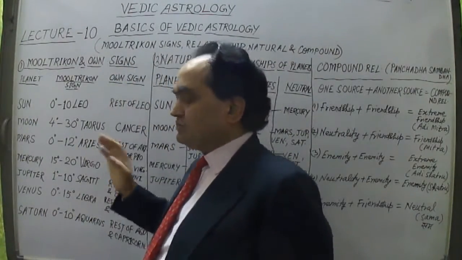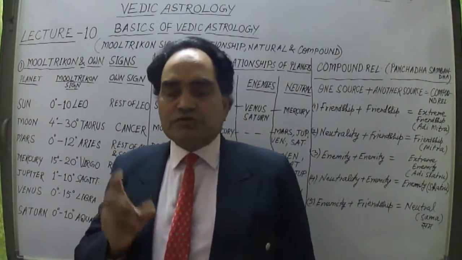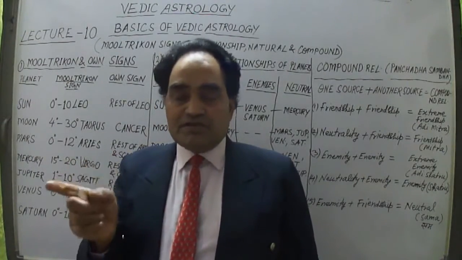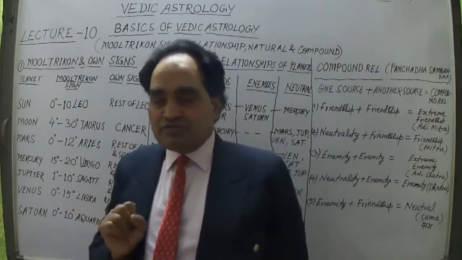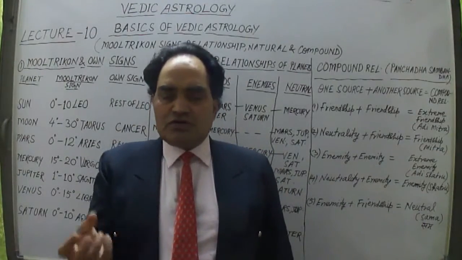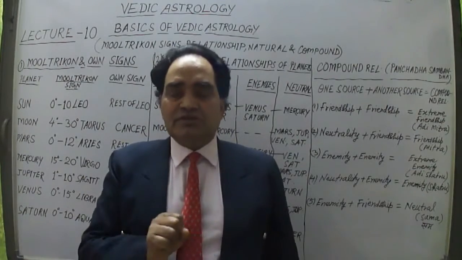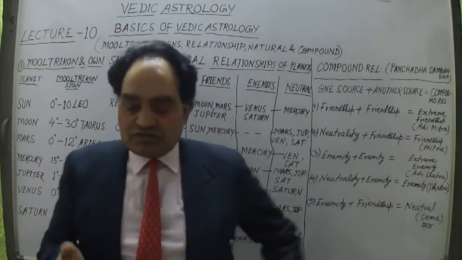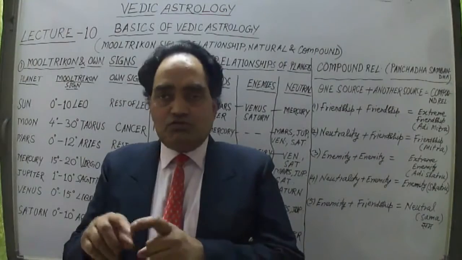I'll take every part of this. First I'll take the first one. What are the Mooltrikon signs for every planet? The Mooltrikon sign is very important. The reason is that if a planet is placed in its own sign or in its Mooltrikon sign, it is better placed. We can say that the planet is better placed in a particular sign. That better place in a particular sign for a planet is known as the Mooltrikon sign.